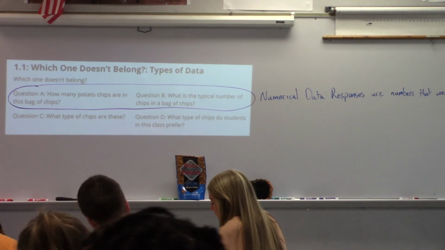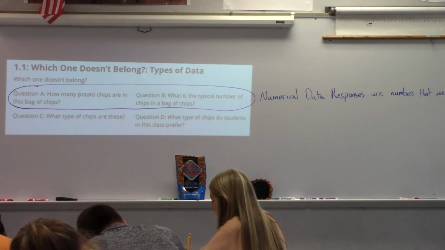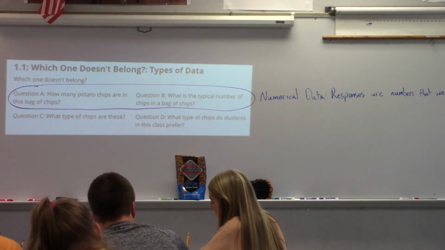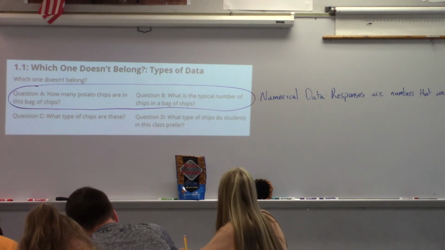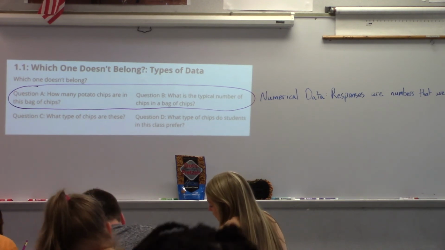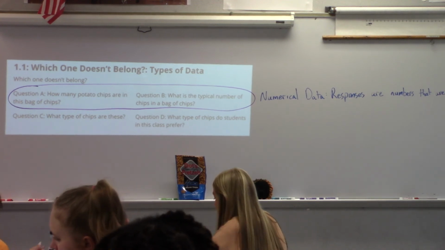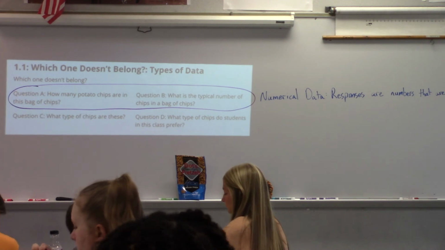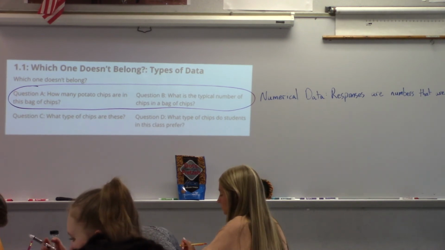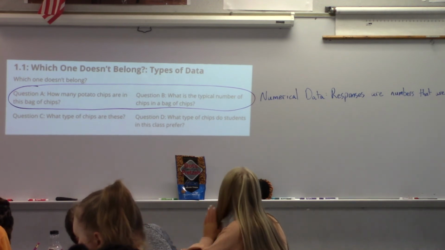And so in how many potato chips are in this bag, you're counting them, and that's a form of measurement, right? What is the typical number of chips in a bag of chips? You're going to have to look at multiple bags of chips, but then you would count each one of them, and then as group one said, you would average. So if you're looking at measuring things to get a response, you're getting numerical values, you're looking at numerical data.